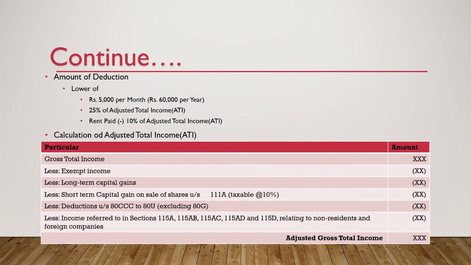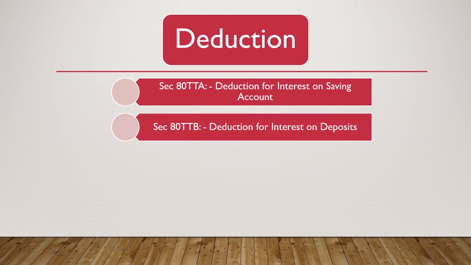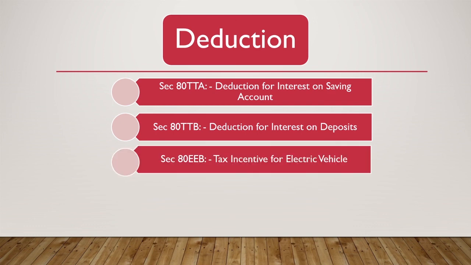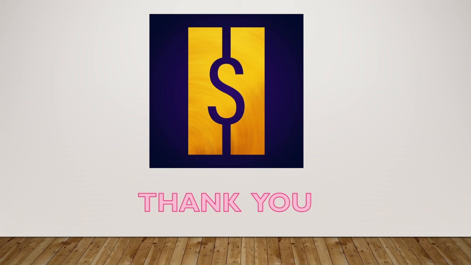So friends, today we have learned about section 80TTA, deduction for interest on savings account, section 80TTB, deduction for interest on deposits, section 80EEB, tax incentive on electric vehicle, and section 80GG, deduction for rent paid. I hope after listening to this, even you have come to the conclusion that these sections are meant for the common man.